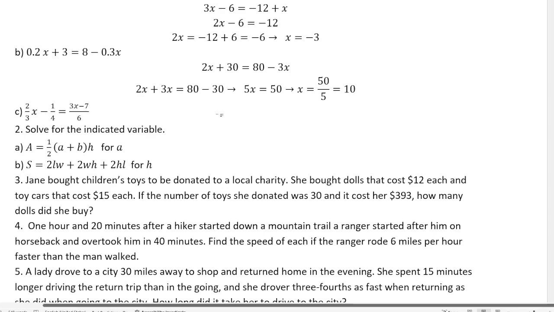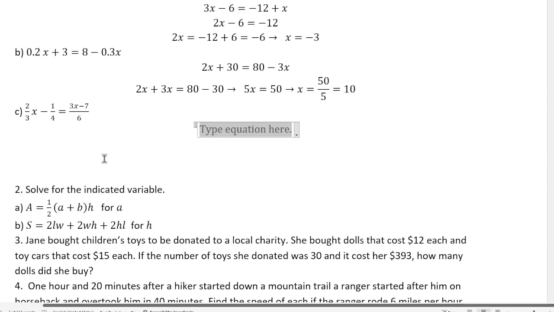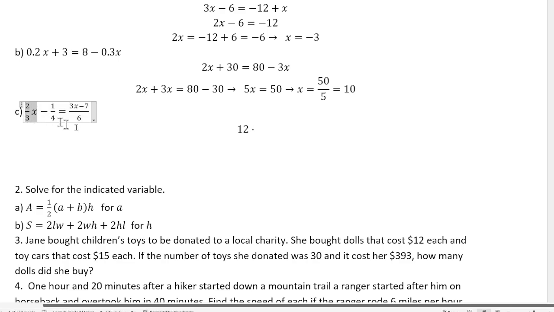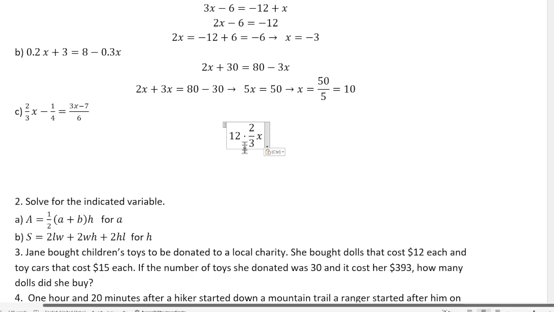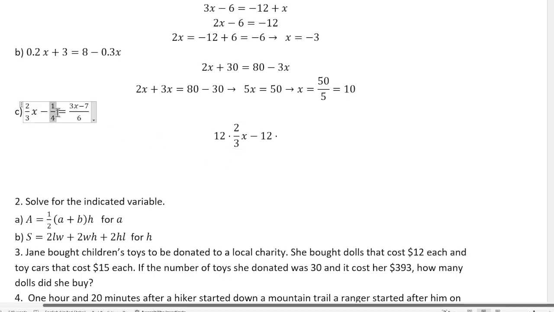Okay. Right, next question. If you look at the denominators 3, 4, and 6, the least common multiple is 12. In other words, 12 is a multiple of 3 and 4 and 6, and I would like to multiply by 12 because that's going to cancel all the denominators away. So 12 will be multiplied by 2/3 x, 12 will be now multiplied by the 1/4, and then 12 will be multiplied by 3x minus 7 over 6.